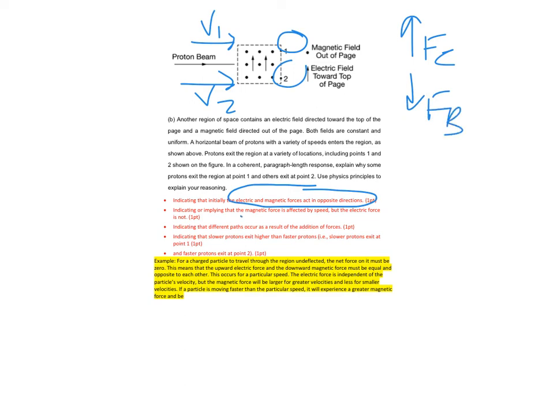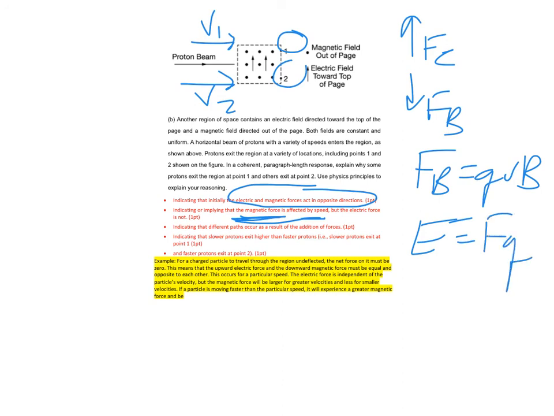You had to prove to me that the magnetic force was affected by speed. That could simply be saying that F_B is equal to QVB, but for an electric field, E is equal to F over Q or something like that. There's no V in it, so that was important to get that point. You had to say something about adding the forces, that there were 2 forces on it. Somehow you had to say that.